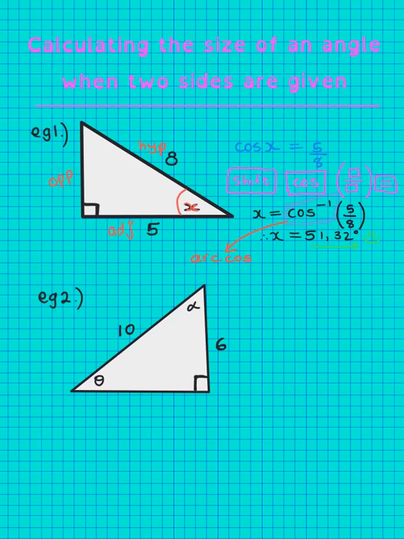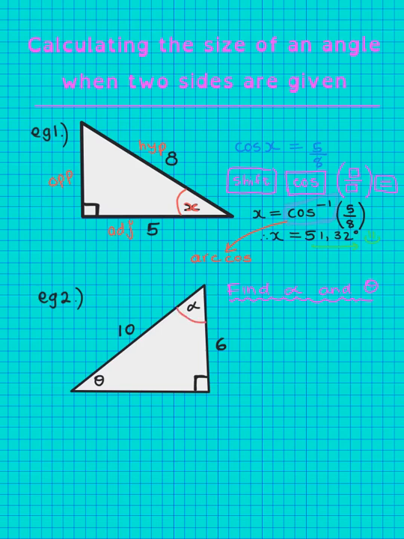In example 2, we're going to find, so this little symbol that looks like a fish, that's called alpha. We're going to find alpha and theta. Okay, that's what we're going to do in this question. So let's start off with alpha, because we should realize at this stage, depending on where your reference angle is, you're going to label your triangle differently.